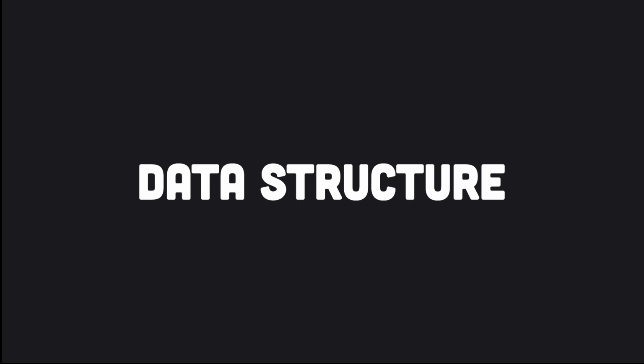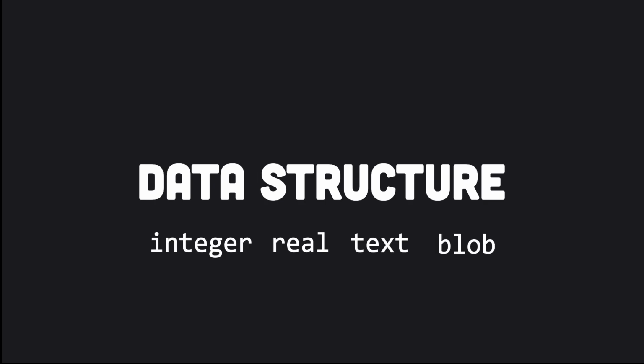A schema is basically the blueprint of a database, defining how tables and relationships are structured. Tables can store different types of data, like integer, real, text, or blob, and you can enforce rules like not null or unique to keep data consistent.